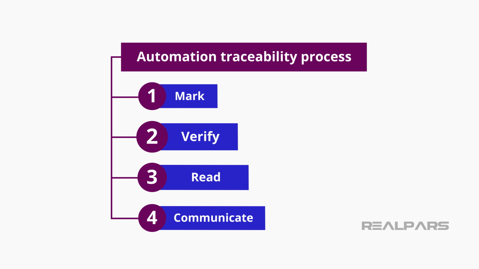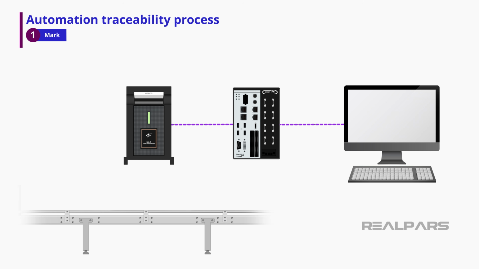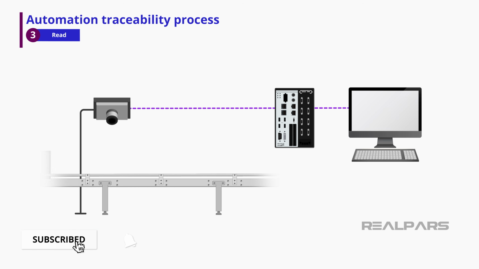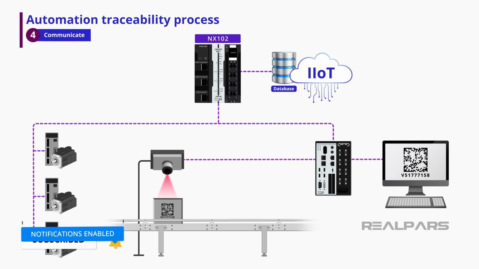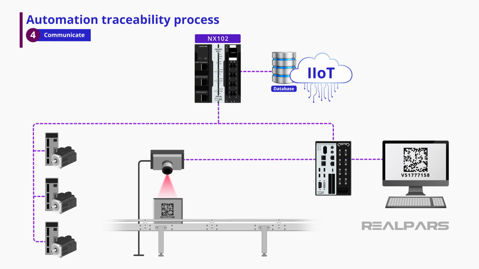There are 4 steps in the automation traceability process. These 4 steps are: mark, where the serial number or lot number is placed on the product; verify, where the mark is confirmed to be made correctly, is readable, and complies with any additional requirements; read, where a vision system reads the mark to ensure proper routing and shipment; and communicate. This step involves incorporating the IIoT. The part mark details are sent to a local database or a cloud-based resource.